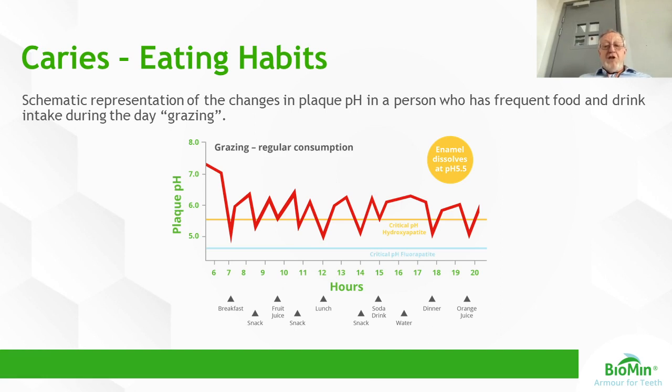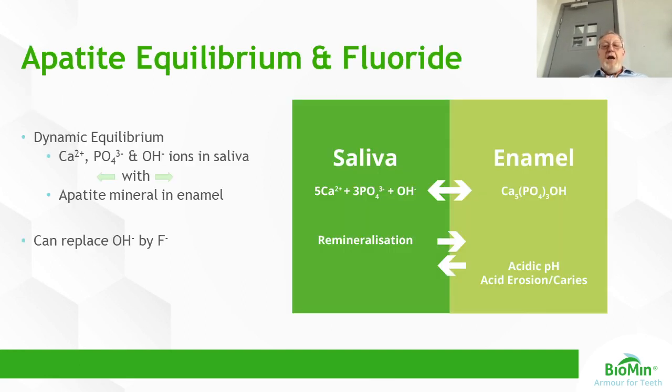But one of the big advantages of fluoride is that it forms fluorapatite, and the fluorapatite dissolves at about a unit of pH lower than that of hydroxyapatite. That's shown by the blue line on this diagram. And in the saliva, we have calcium and phosphate and hydroxyl in equilibrium with the hydroxyapatite, the Ca5(PO4)3OH shown on this slide here.